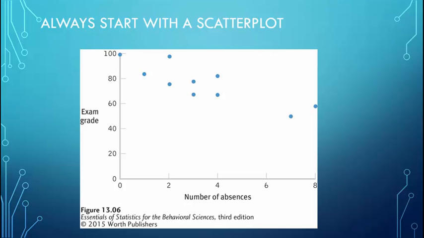Always start with a scatter plot. In this class it will be important, and we're going to learn how to make a scatter plot next class, but I'll do one here for you. So here's number of absences and exam grade, and you can see this general downward sloping line. What kind of correlation do you think we're expecting here, positive or negative? Well, it should be a negative correlation.